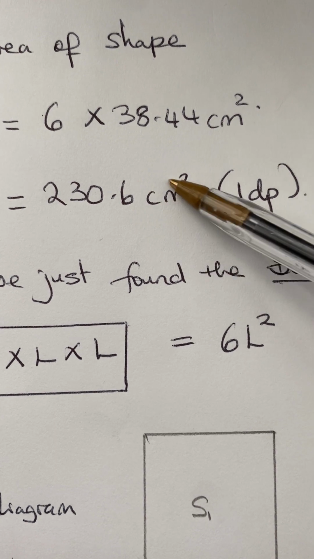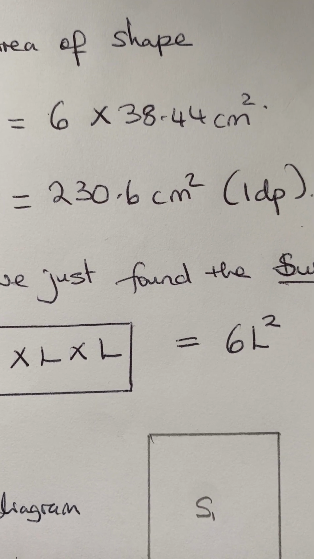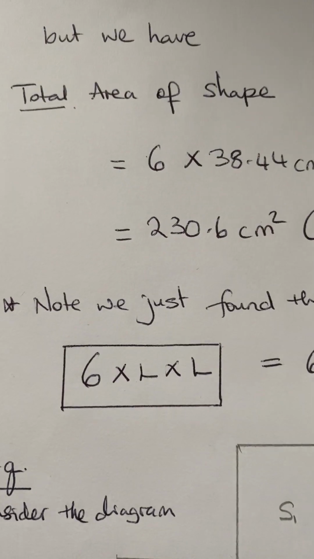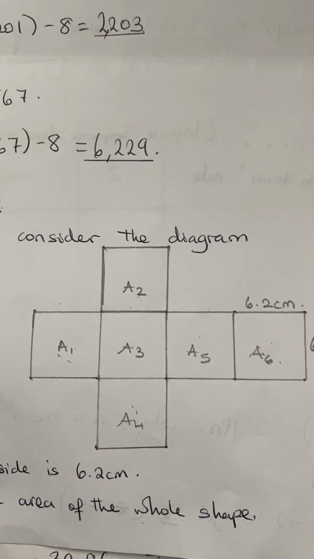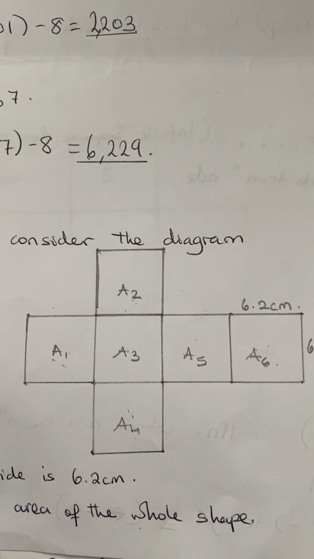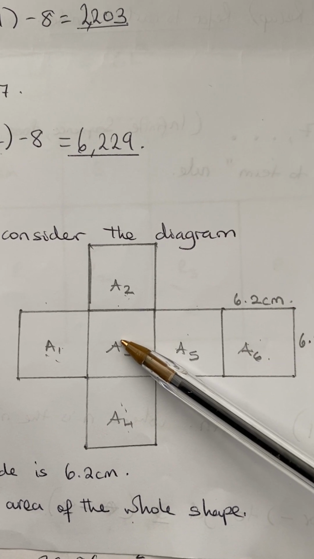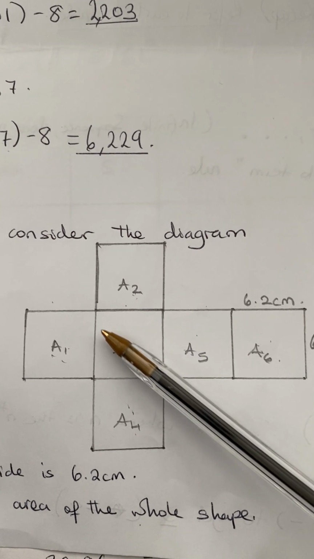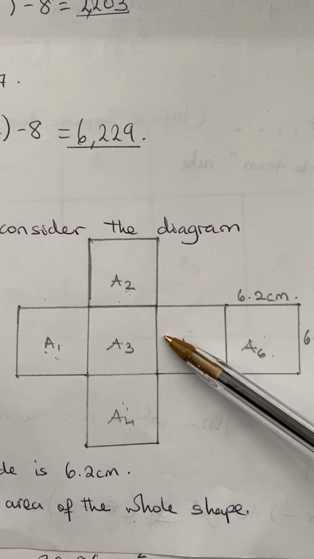So we are going to leave our answer in centimeters squared. Okay. Now, what have we done? Let's look at the shape again. If you look at it carefully, this looks like a cube. If you fold it and wrap it, you are going to get a cube.